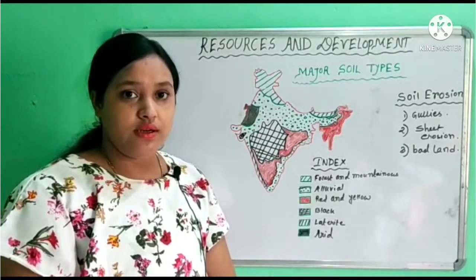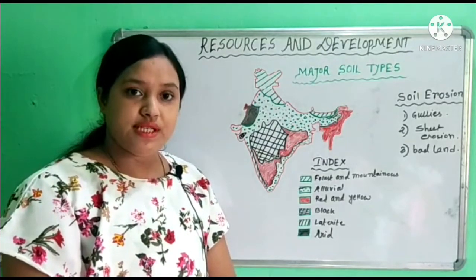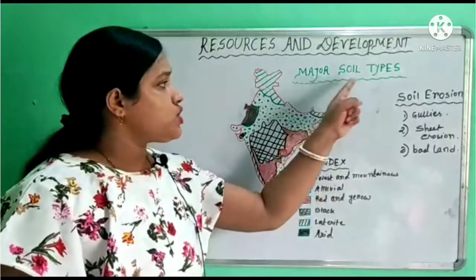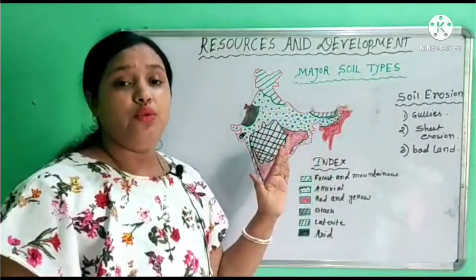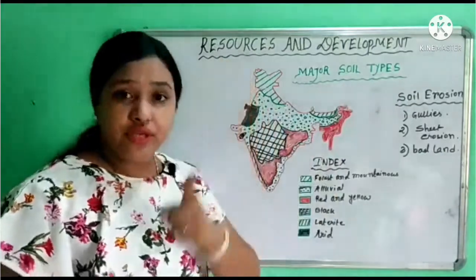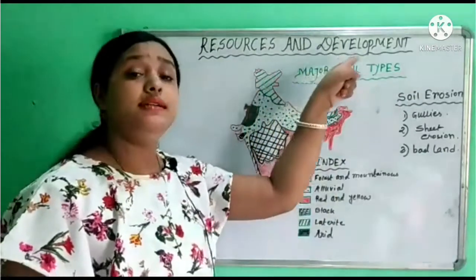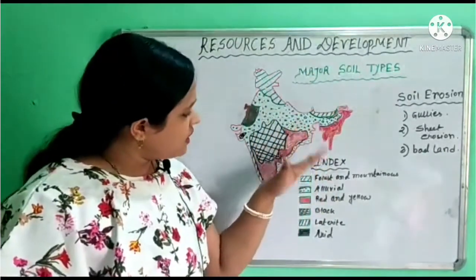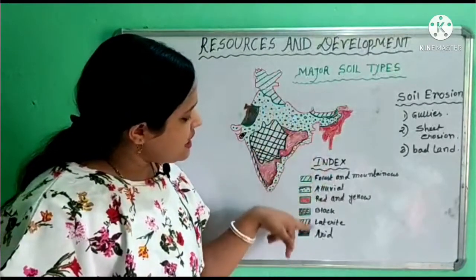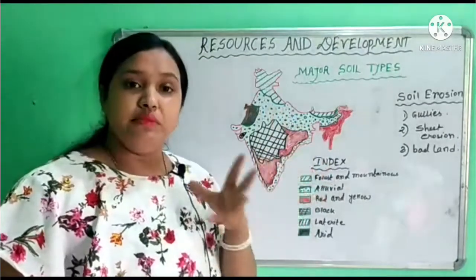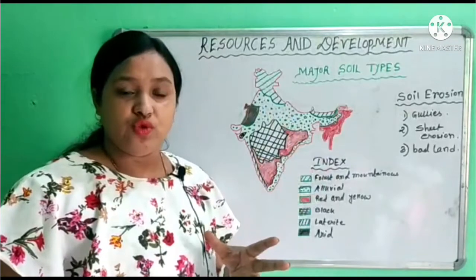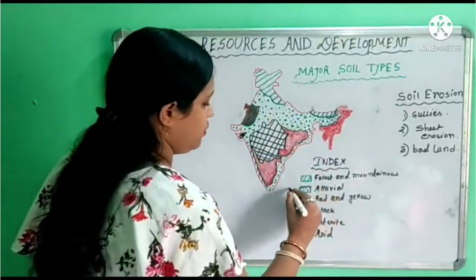Hello dear student. Today our topic of discussion is major soil types of India, which is from our first chapter, Resources and Development. So here in this picture we find mainly six major soil types in India. First of all, we talk about alluvial soil.